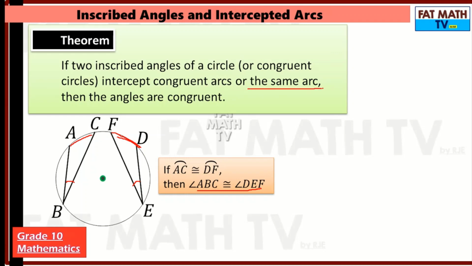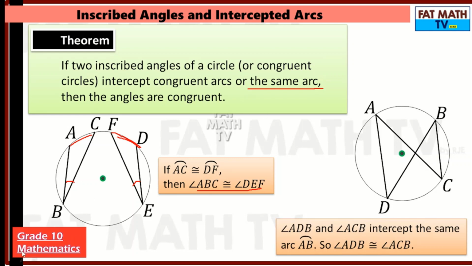How about if we have the same arc here? Arc AB is the intercepted arc of angle D and angle C. Since these two inscribed angles intercept the same arc, they are congruent. Meaning to say, if angle D is 30, angle C is also 30. So they have the same measure.